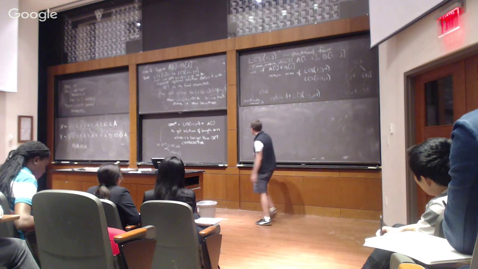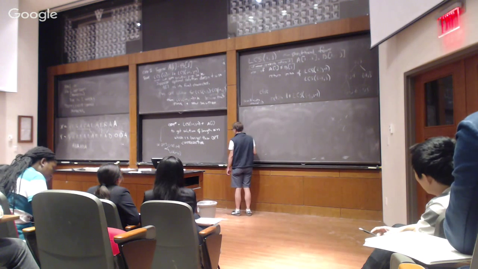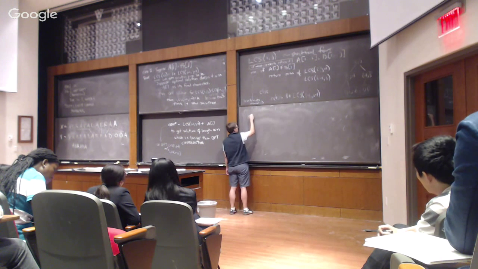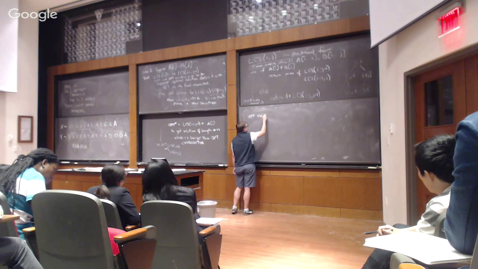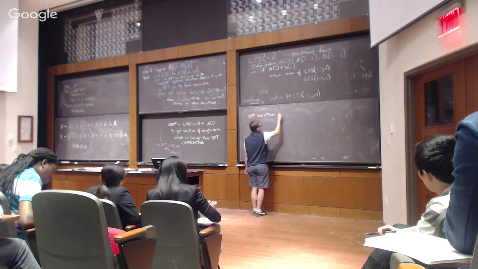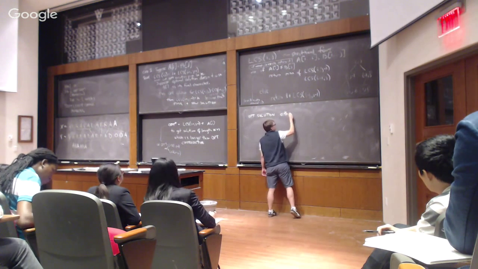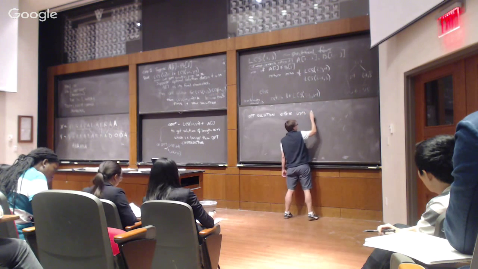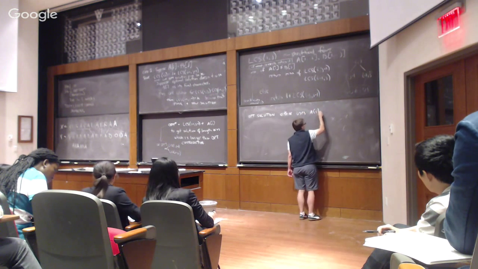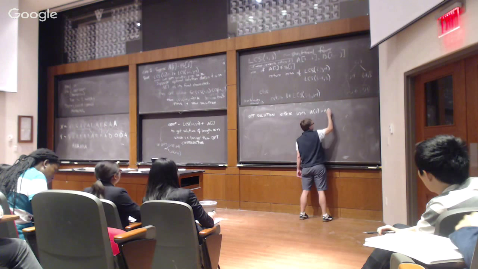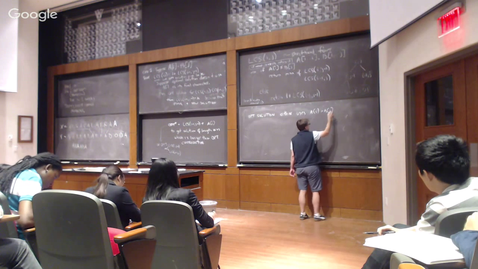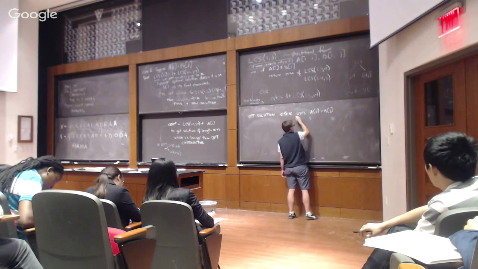Okay, so let's go through those cases. The optimal solution either uses, okay, here we go, let's try this. Uses AI and BJ, like as a combination, and then it's the same as our solution.